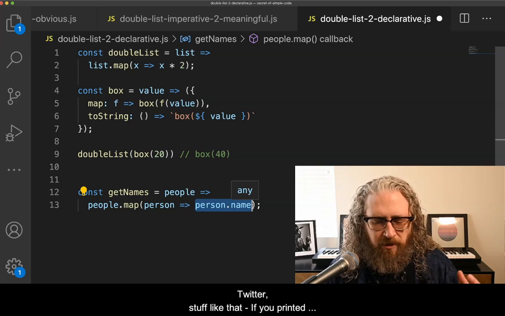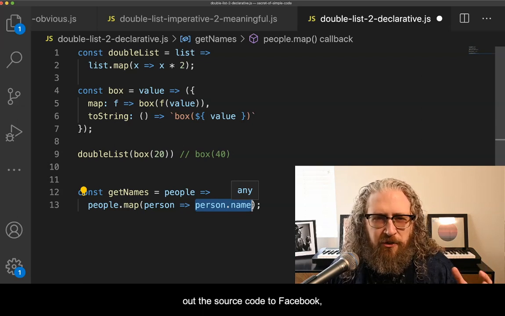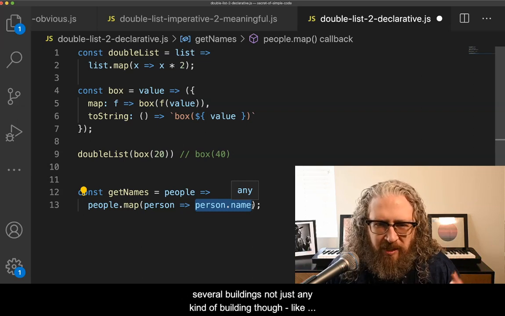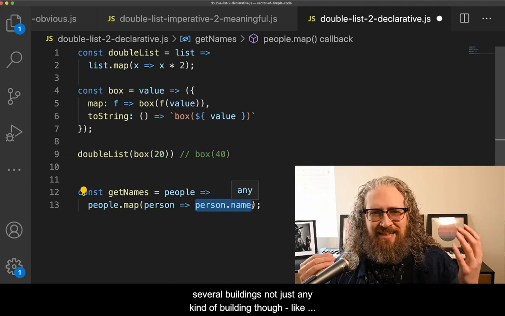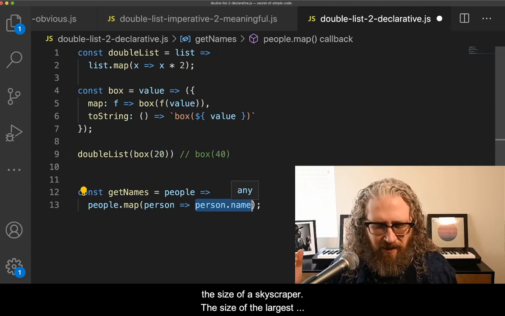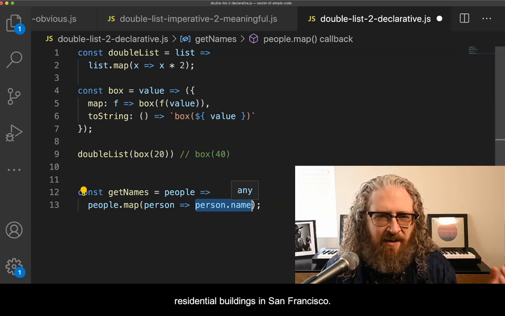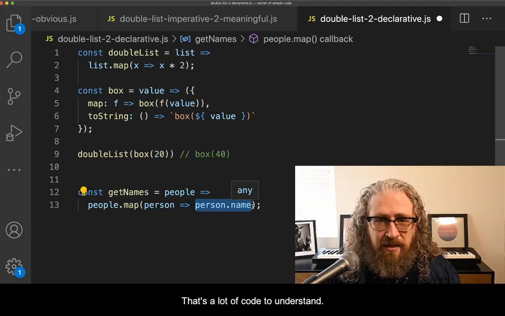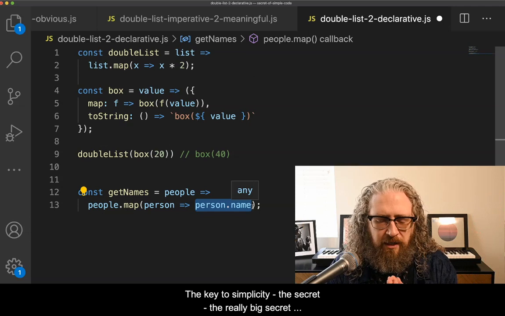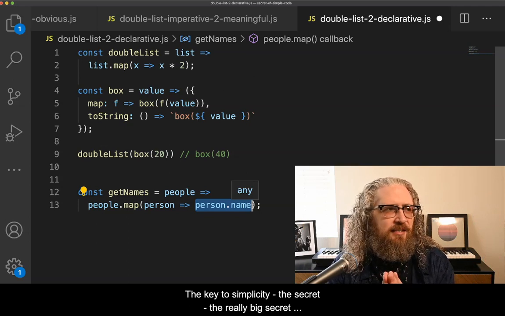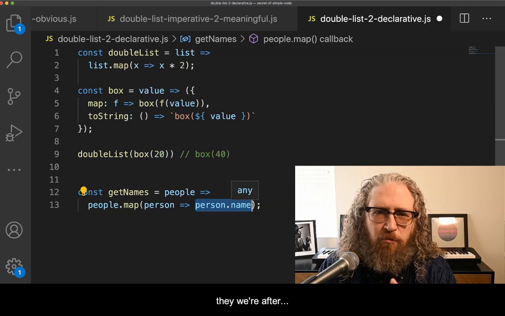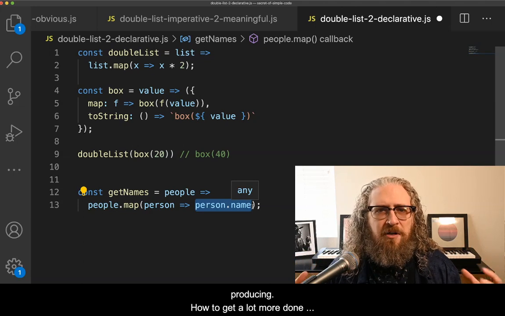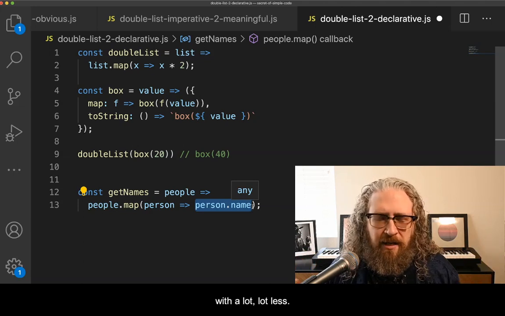Modern software like Facebook, Twitter, stuff like that. If you printed out the source code to Facebook, it'd probably be the size of several buildings, not just any kind of building though, like the size of a skyscraper, the size of like the largest residential buildings in San Francisco, like a city block's worth of that. That's a lot of code to understand, right? The key to simplicity, the secret, right? The really big secret that we're after is how to reduce that mountain of code that we're producing, how to get a lot more done with a lot less.